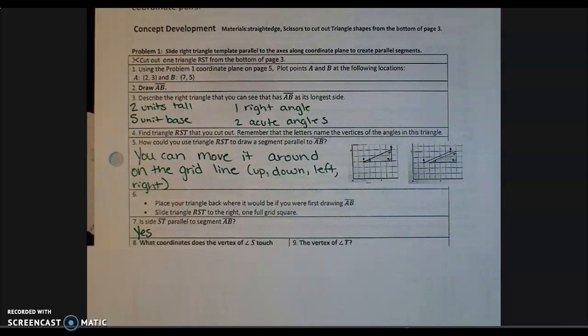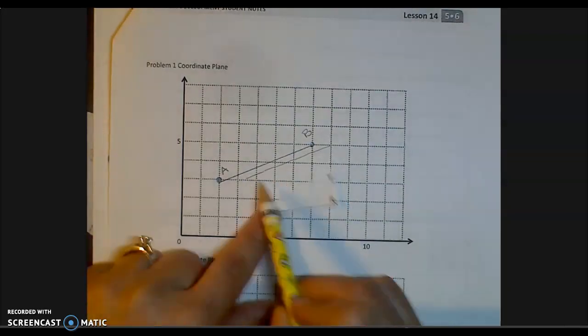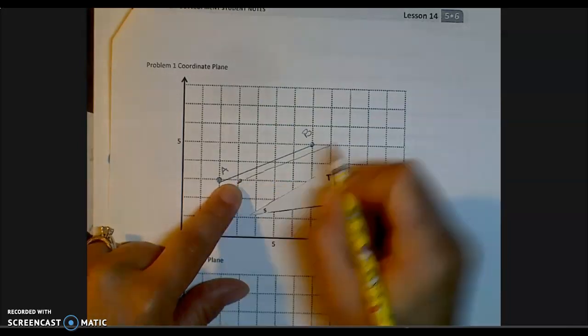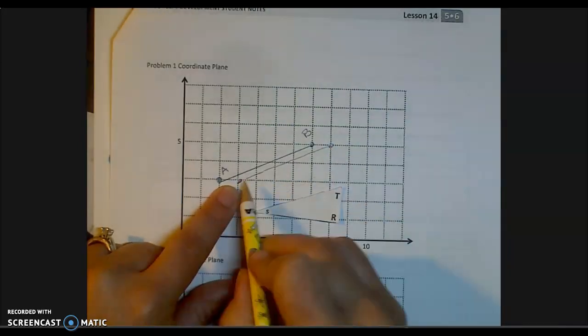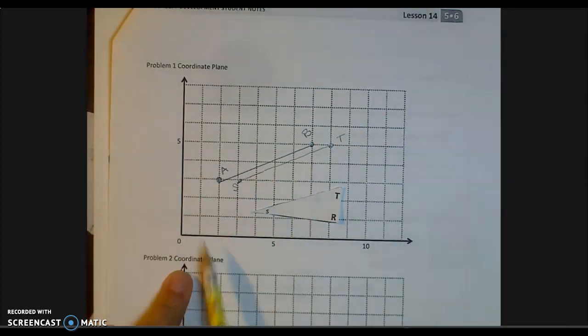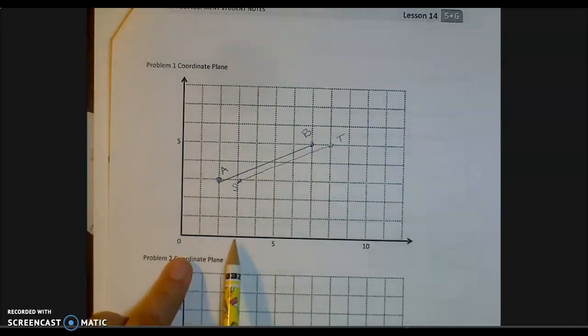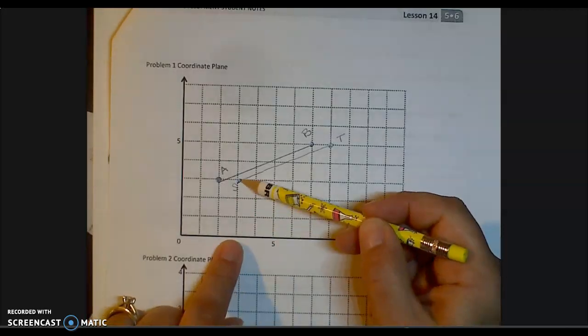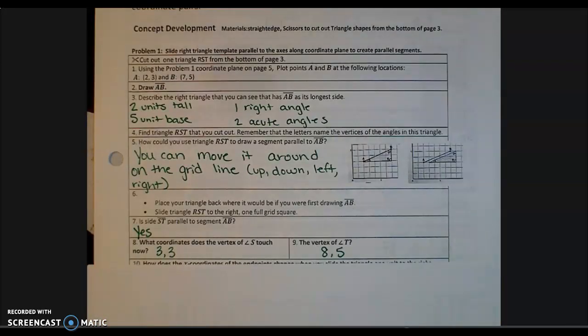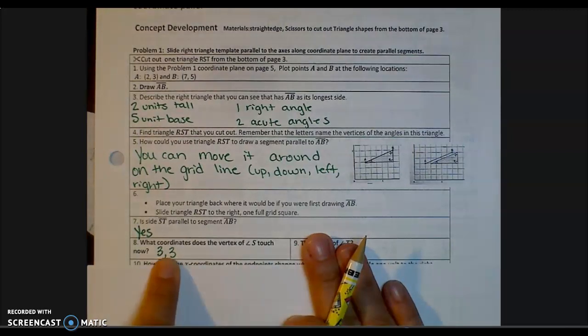Number 8 says, what coordinate does the vertex of angle S touch now? So here, oops, showed you all the answers. Where angle S was, it wants to know what the new vertex is. So that goes here, and this is the top. So this is where S was. We're going to label it S, and this is where T was. So my vertex here, Miss Purdy, can you tell me what my X coordinate is? For the S, it would be 1, 2, 3. And my Y is? It would also be 3. So our coordinate for S is 3, 3.